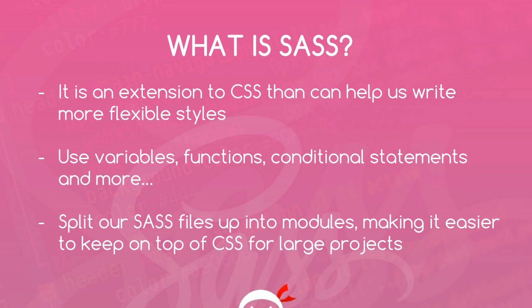Beginning, guys, so what is SASS exactly? SASS is basically just an extension to CSS and it can help us write more flexible styles. And the way we do that is by using things like variables, functions, conditional statements, etc. So with all these new tools available to us in SASS, you'll find yourself being able to write styles that are much easier to do in SASS than normal CSS.